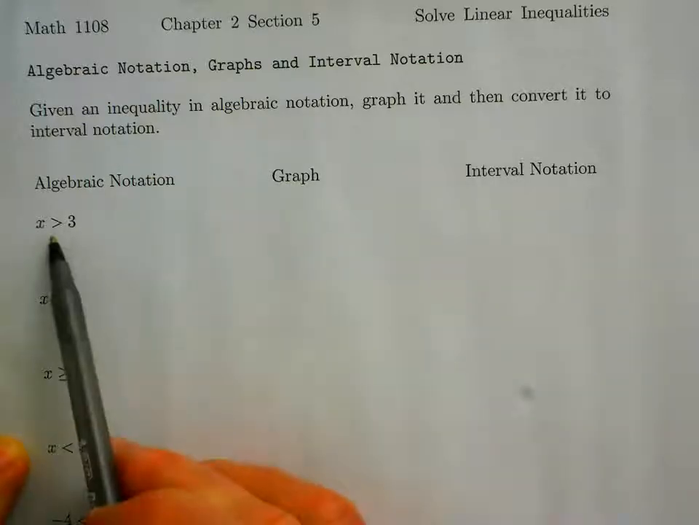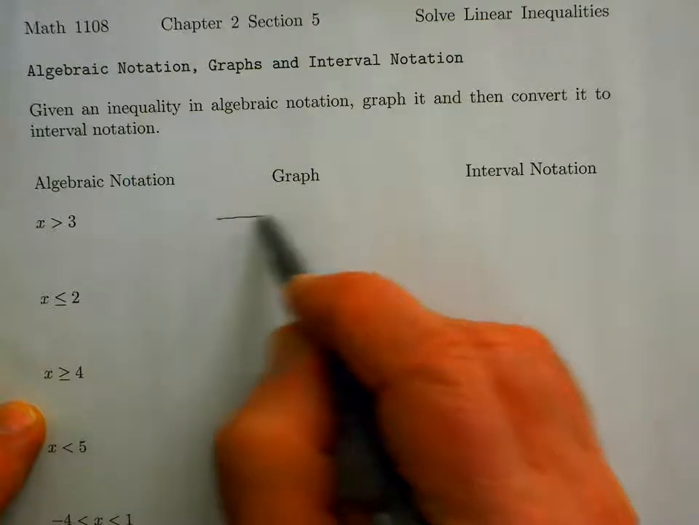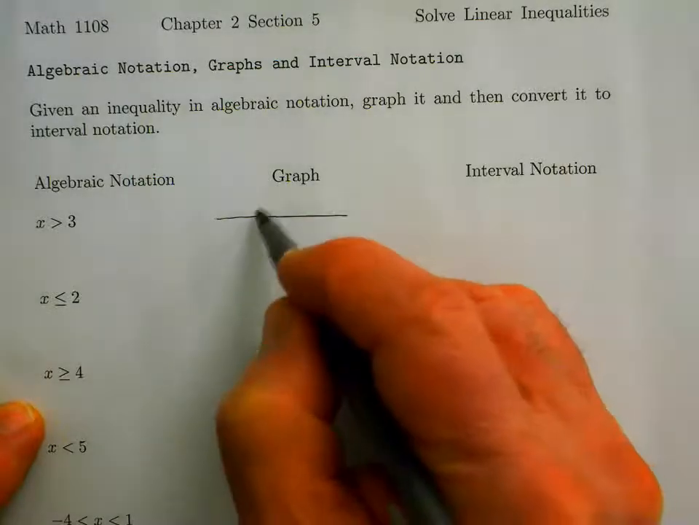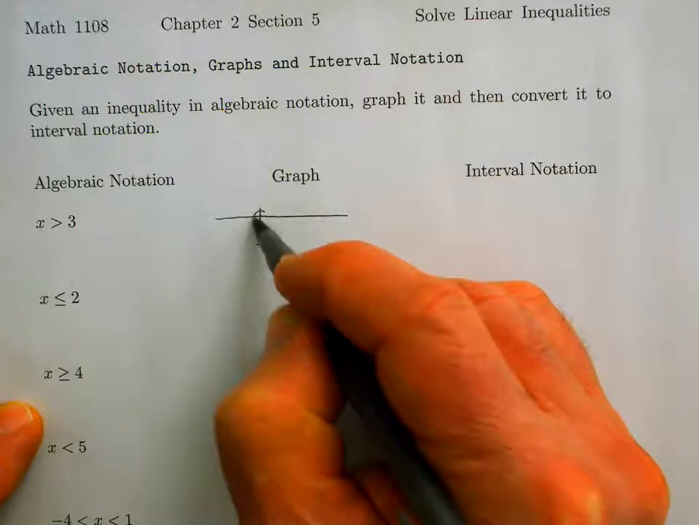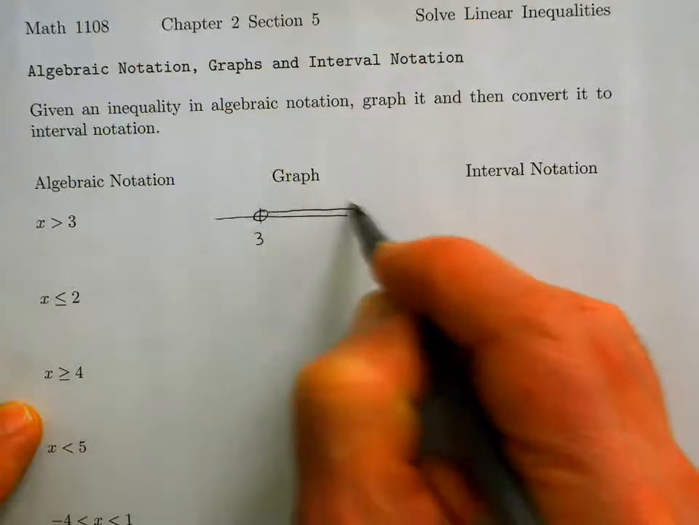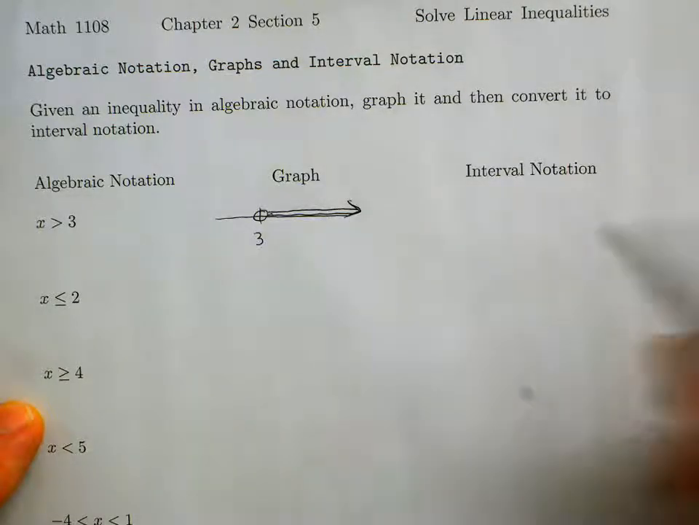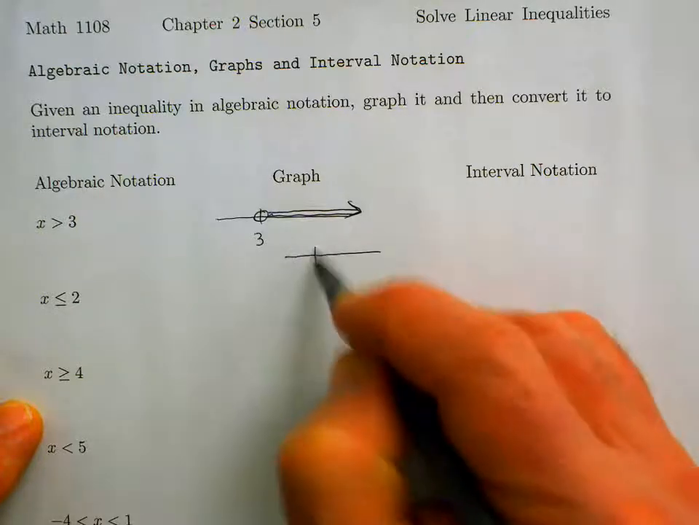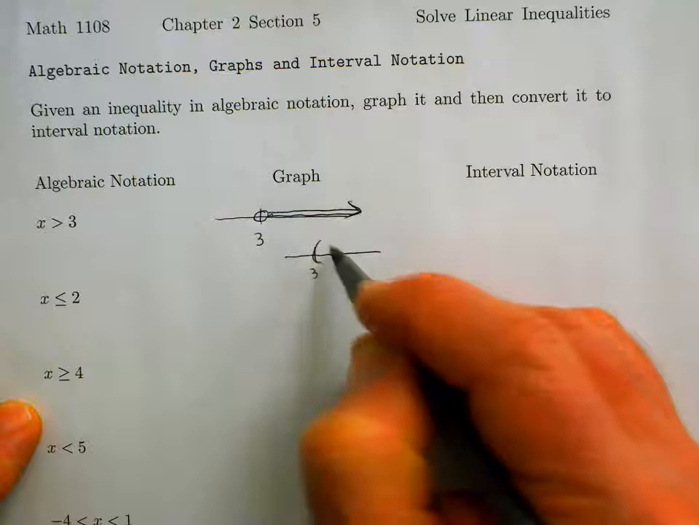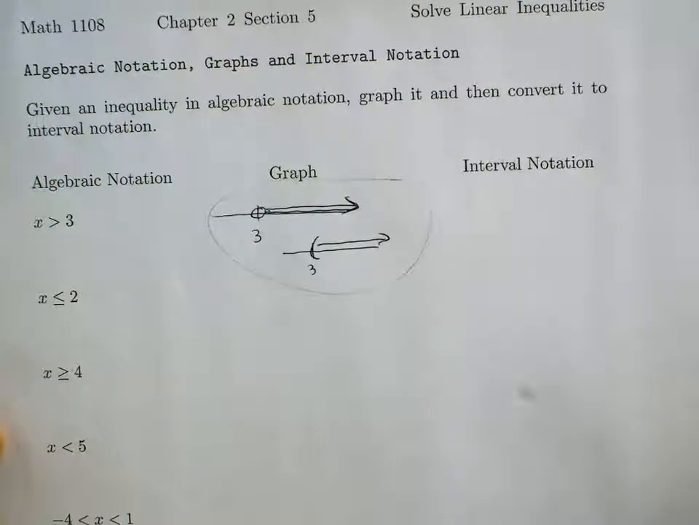Okay, so x greater than 3, we saw how to graph that previously. So plot the number 3, put an open circle, and then shade to the right. Alternatively, if you plot the number 3 and put a parenthesis that opens to the right, these represent the same set of numbers.